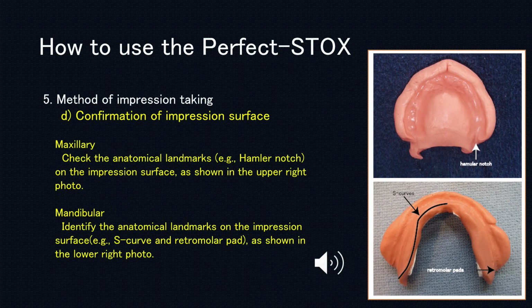5. Method of impression taking. D. Conformation of impression surface. Maxillary. Check the anatomical landmarks, for example, Hamular notch, on the impression surface, as shown in the upper right photo.